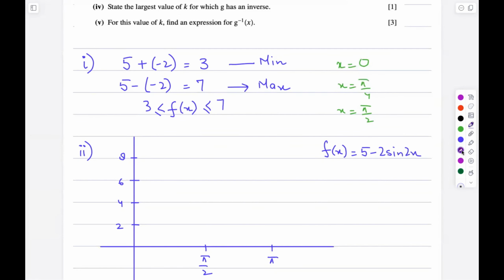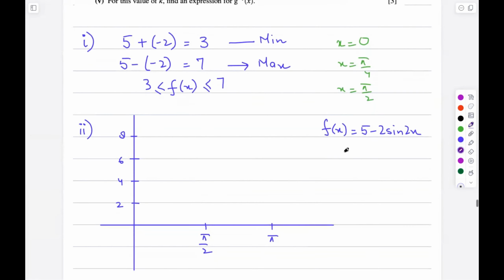Now to sketch the graph, we can assume values of x. So initially taking x equals 0, the value of the function f of x will be, since sine of 0 is 0, equal to 5. So we can plot the first point at (0, 5).